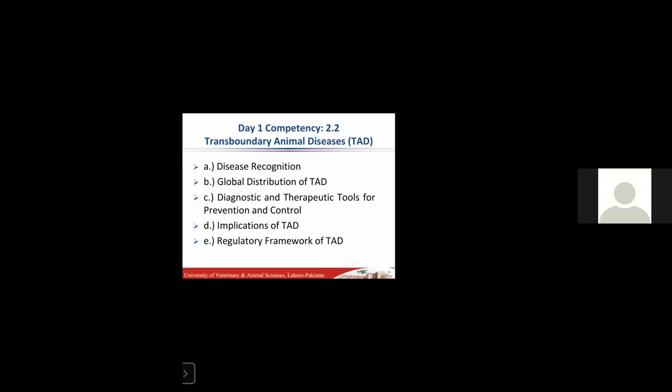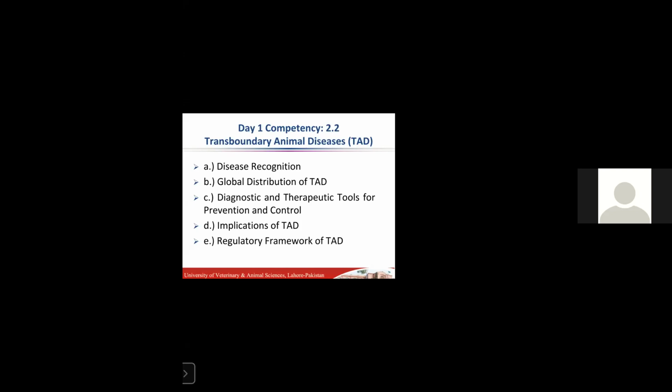And similarly, he must have the knowledge of implications of transboundary animal diseases. Implications means the day one graduate must know the trade ethics, the transportation of animals from one country to another country, keeping in view the transboundary animal diseases. And similarly, he must have the knowledge of the cost of the procedures. All the procedural paradigms, he must have the knowledge of the cost. For example, transportation cost. And the public health implications are also very important. He must have the knowledge of the public health implications of the transboundary animal diseases.